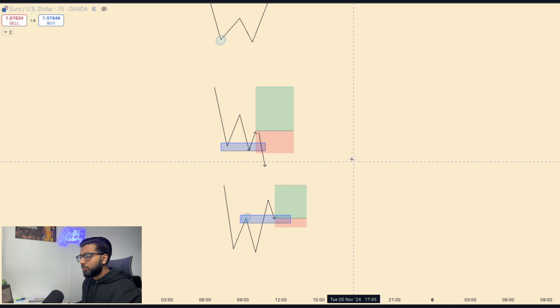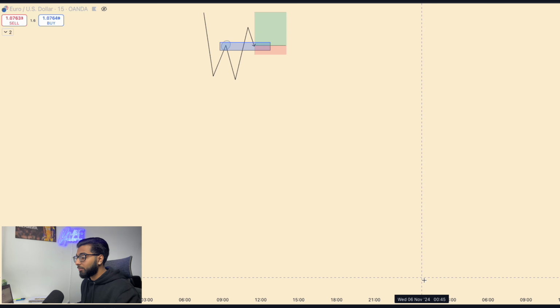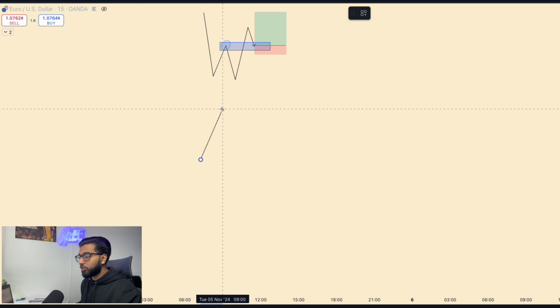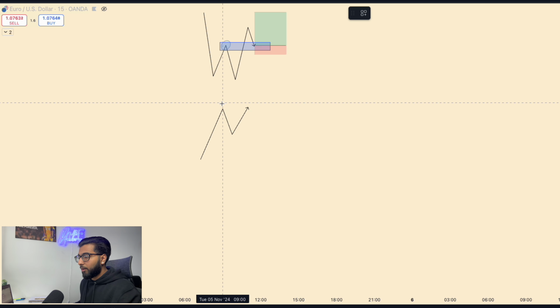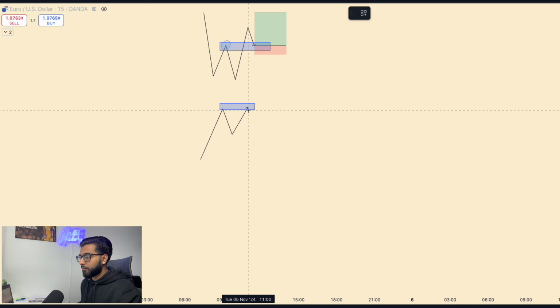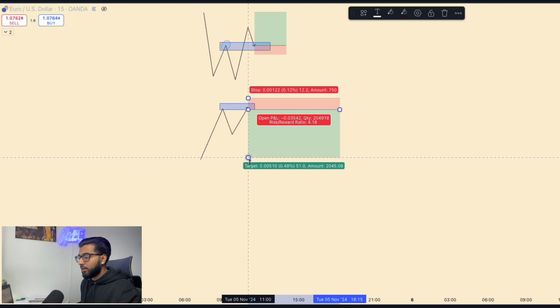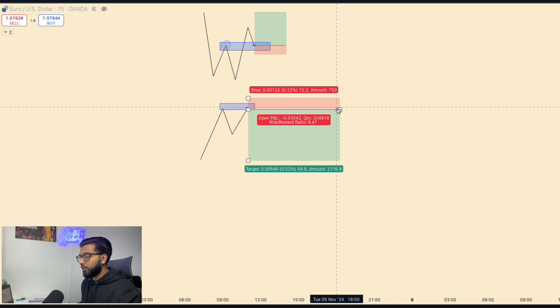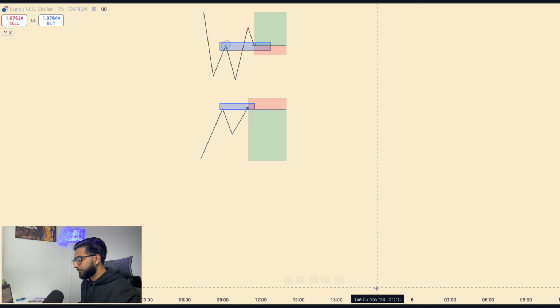So this is setup number one. Now this is the double bottom. I'm going to quickly show you double top. It's pretty much the same principle. So double top, okay, you could do the same thing where you enter at where price has caused a resistance, okay, and you enter for a short, okay, and you put your stop loss just above, okay, and then targeting down here, okay. This is one setup.